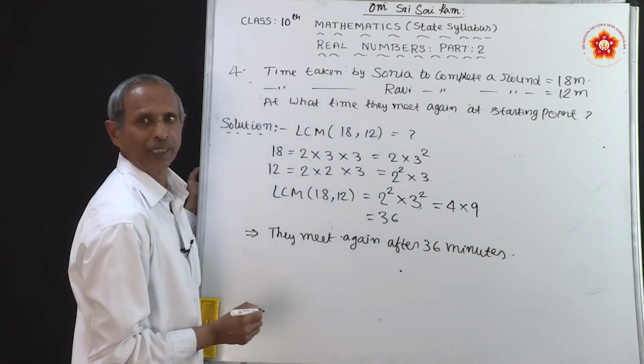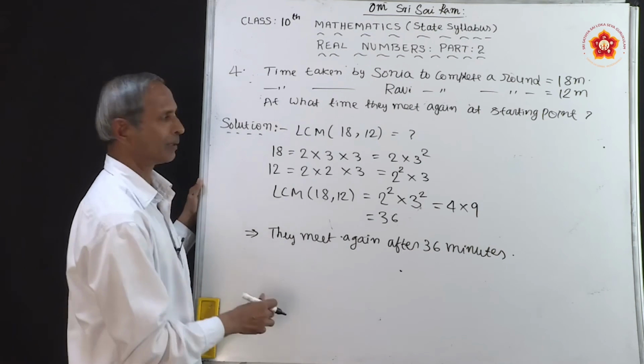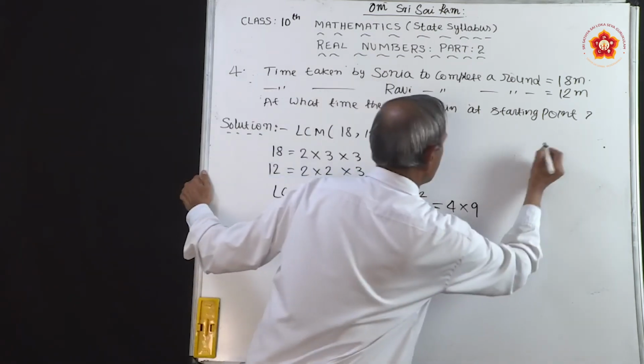Now, we can check whether the answer is correct or not. For example, they are moving in a circular path.